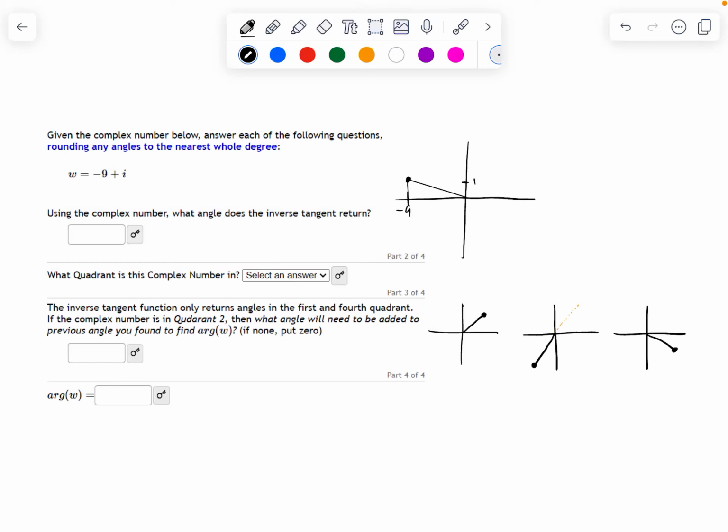Hello and welcome. So we're going to be working with some complex numbers, and for this one we're given the complex number w. It's negative 9 plus i. Now this is kind of a tutorial style problem where we'll say, okay, using the complex number, what angle does inverse tangent return? So we're setting this up to find the argument.